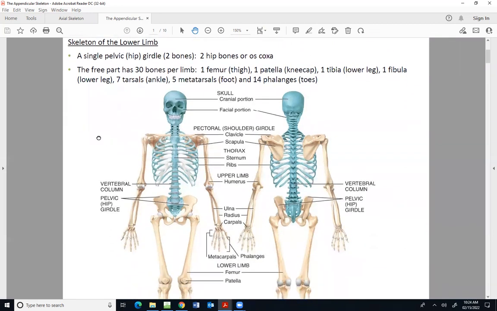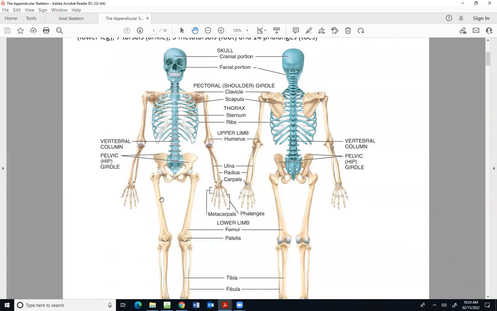And then on our legs, in the lower limb, we have the singular pelvic or hip girdle. 2 bones are just hips or os coxa, a fancier term for them. Then in your free part, you have another 30 bones.